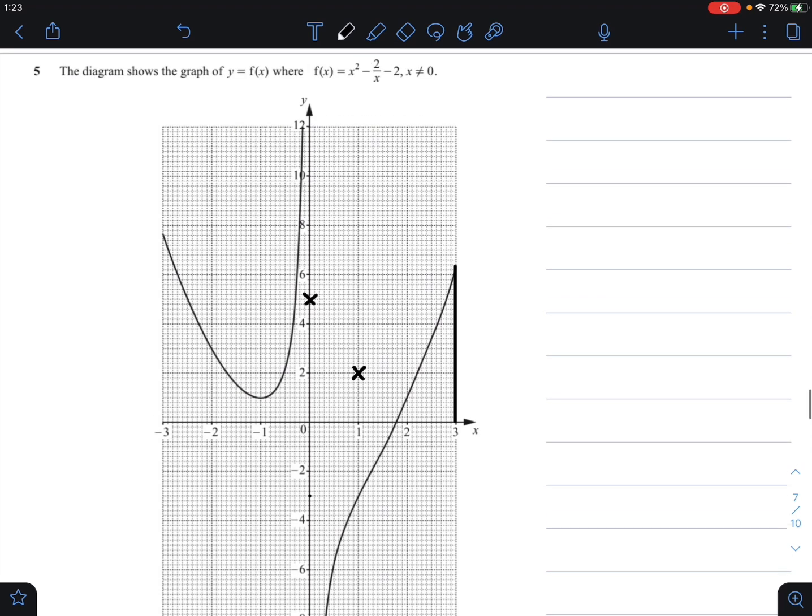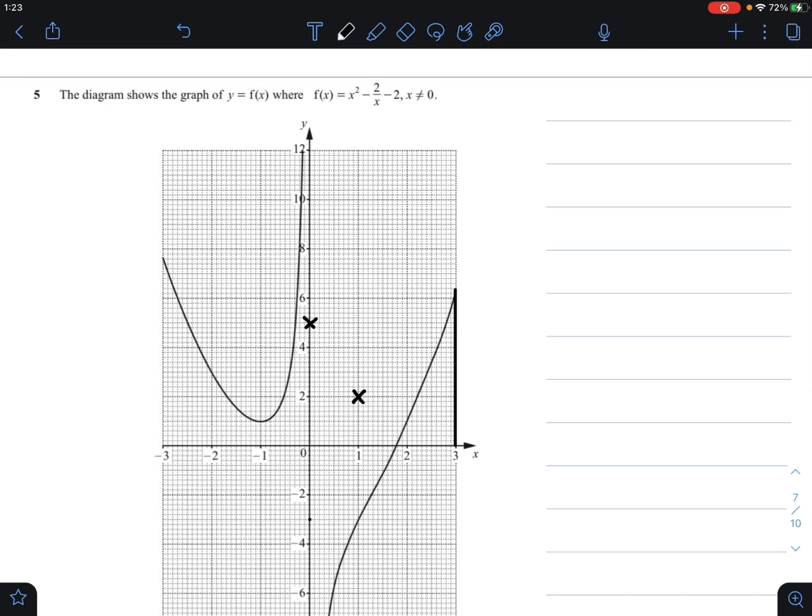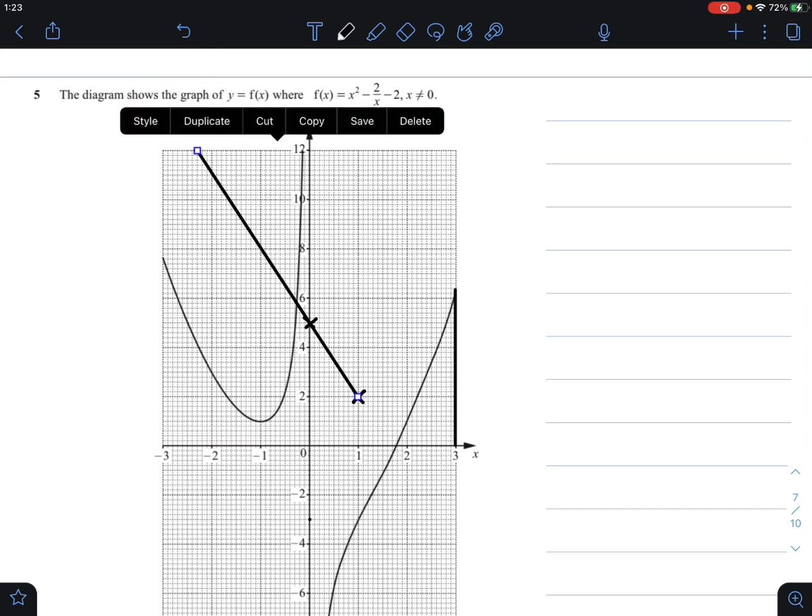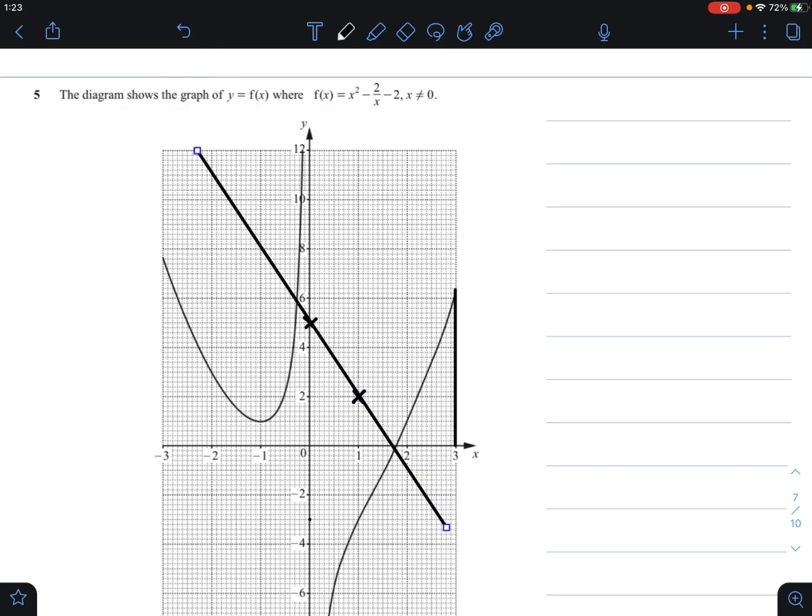Now all you need to do is use your ruler and join both the points and extend it till the end of the graph. Make sure you use a ruler and a pencil again for this so that you get more accurate answers. And if you make a mistake, you can erase it anytime you want. So this would be the line that you're supposed to draw.